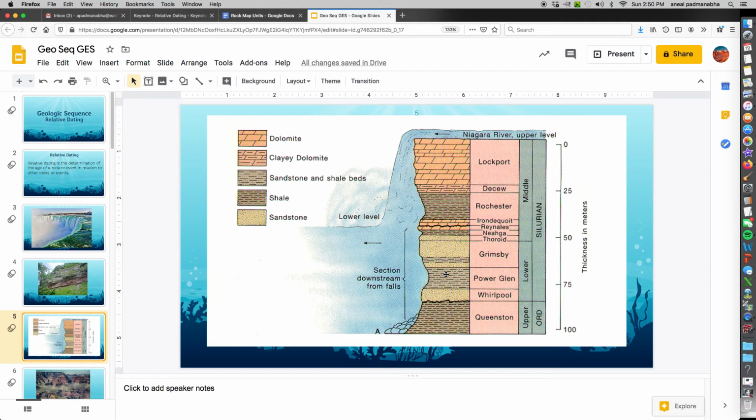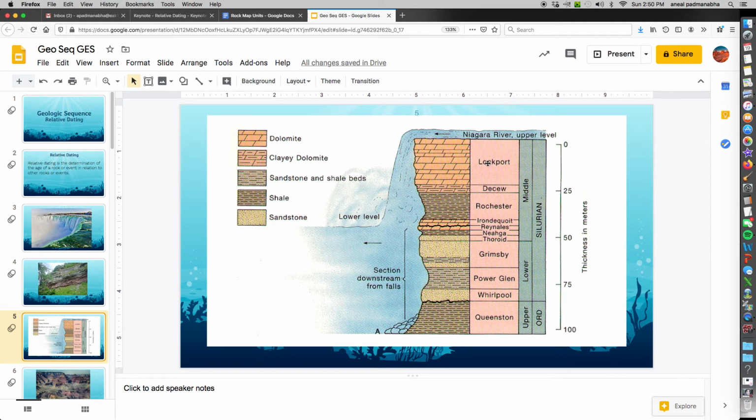Here's our, one term to use is a stratigraphic column. But nonetheless, we can draw all these rock layers right here. So you know on the bottom, here is shale. Next one up is sandstone. Shale, sandstone with shale beds, all the way up to the top, which is dolomite. Sometimes called dolostone. Depends on what you're going to be looking at.